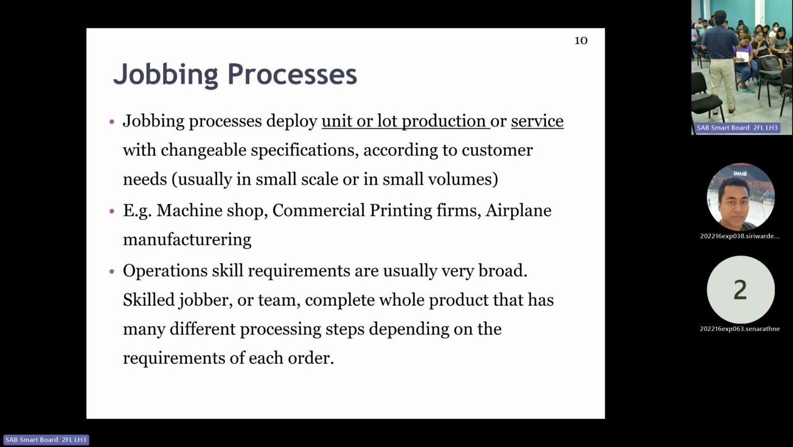2, 5, 10, it depends on the product. 50, 100 as well sometimes. That is low in some product. So lot production can be seen there. Each lot, each quantity would be of changeable specification according to customer needs, which means customized product in small volume. What else? Few examples are given there.